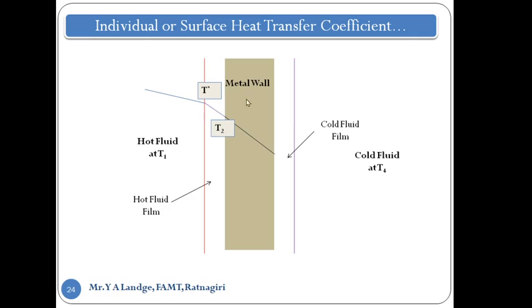Then the temperature reduces and the heat flows through this metal wall, and its temperature is T3. From there it flows through the cold film, and we call it T double dash, the surface temperature of the cold fluid film, and then it is transferred to the cold fluid. It means the heat from the hot fluid is first transferred from the bulk fluid to near the surface, which is called the film. From the film it is given to the metal wall, flows through the metal wall, and from the metal wall goes again to the cold fluid film and then to the cold fluid.